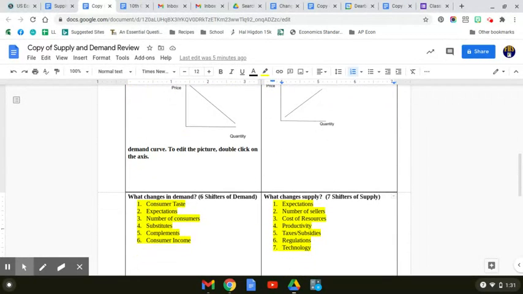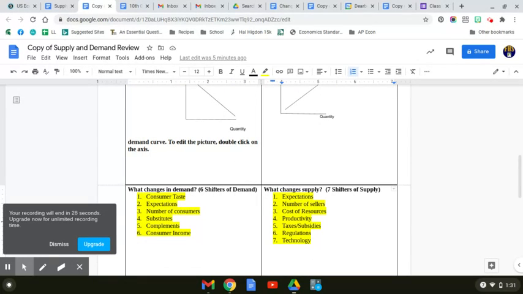And then lastly, our shifters of supply. So we have expectations, number of sellers, cost of resources, productivity, taxes and subsidy, regulations, and technology. So as we go through these practice problems, you are going to have to decide what the shifter is, and that will help you determine if it is a change in supply or a change in demand.